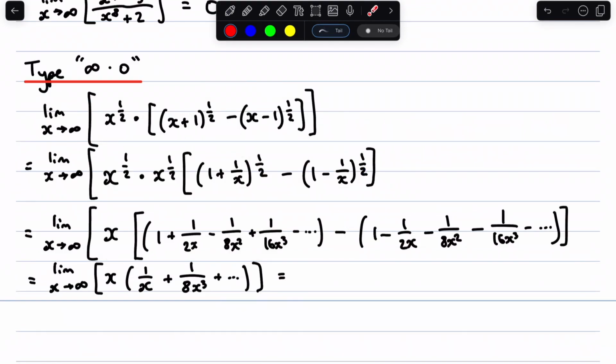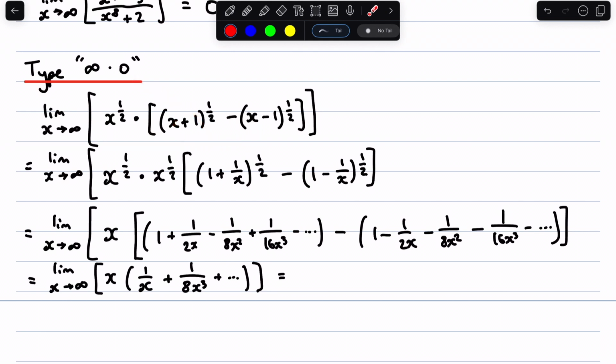So for the type infinity times 0, there was quite a lot of writing for this example, so I decided to write it out first and I'll talk you through it. So for this function, we have the limit as x tends to infinity of x to the half times by the square brackets, including x plus 1 to the half minus x minus 1 to the half. And clearly here, this is going to be our infinity, and then this square brackets will be our 0, because as x gets larger, as it's tending towards infinity, these 1s will become less important, and it will basically be root x minus root x, and that will be our 0. So we've got infinity times 0.